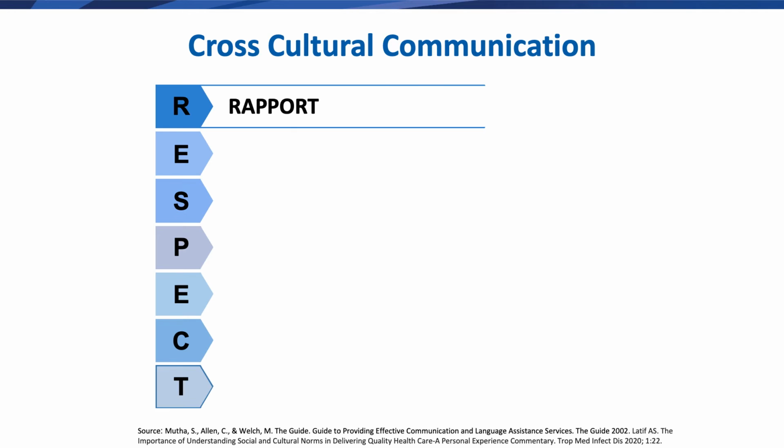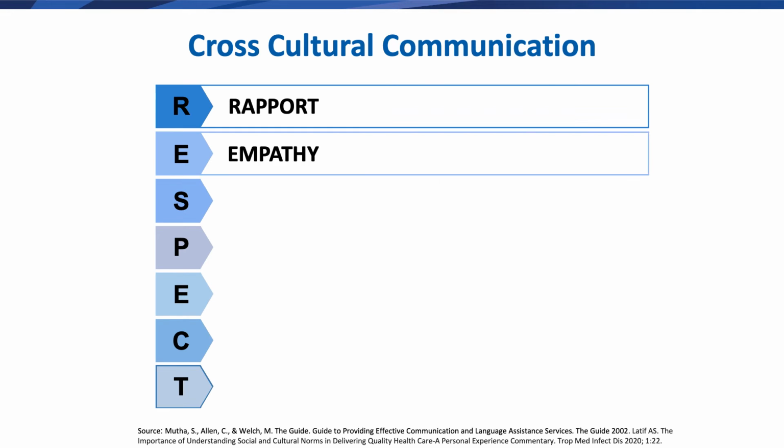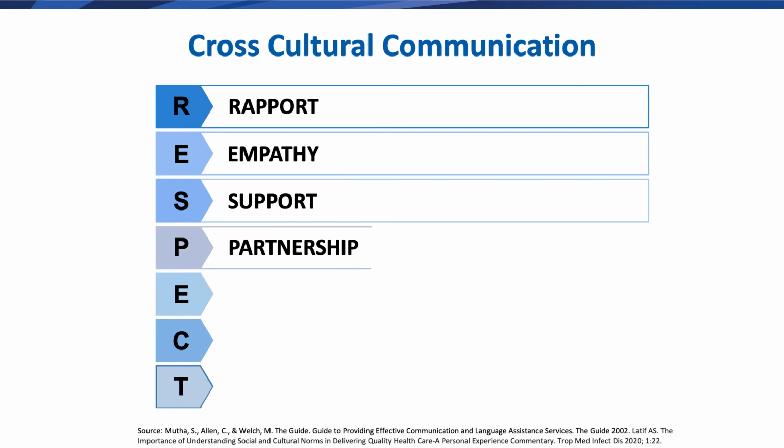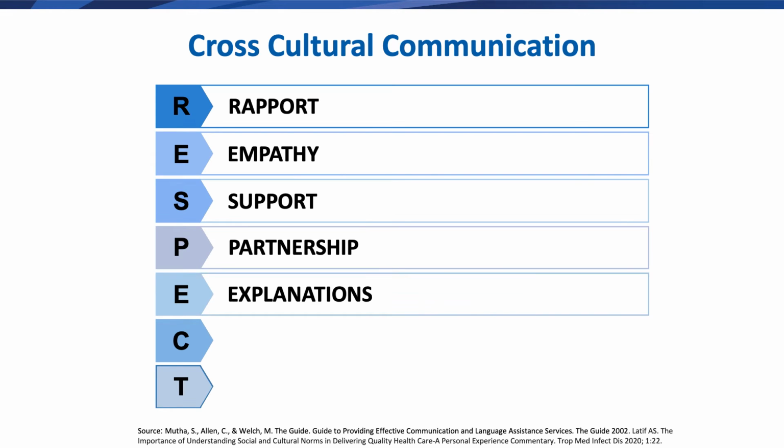The first, rapport, helps you see the patient's point of view. Empathy involves verbally acknowledging and legitimizing the patient's feelings. Support looks like helping the caregiver overcome barriers. Partnership is working with the caregiver and being flexible. Explanations is providing an explanation, checking often with the caregiver for understanding, and clarifying when needed.